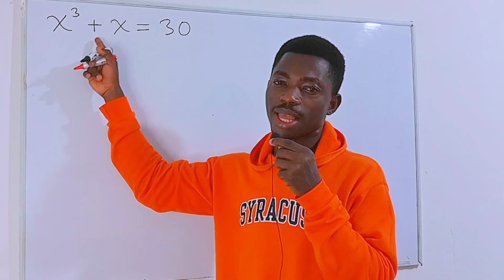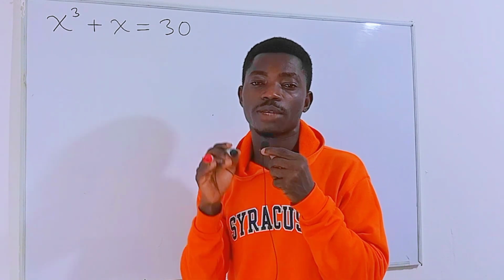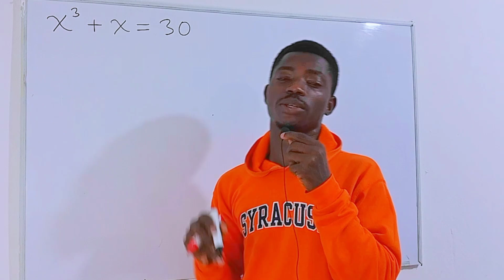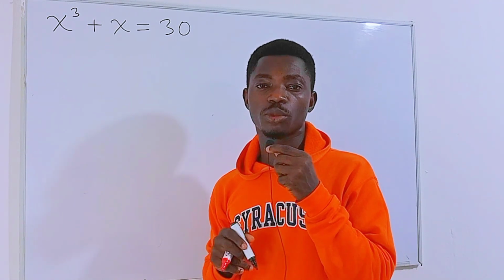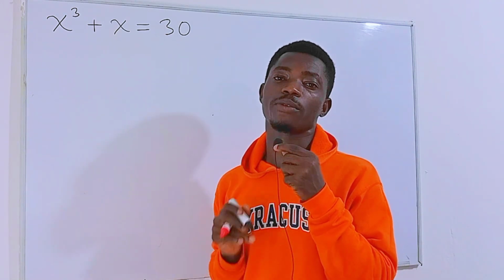X to the third power plus x is equal to 30, and we have to figure out the value of x that will satisfy this equation right here. But before we begin, feel free to pause the video and give this question a try first.